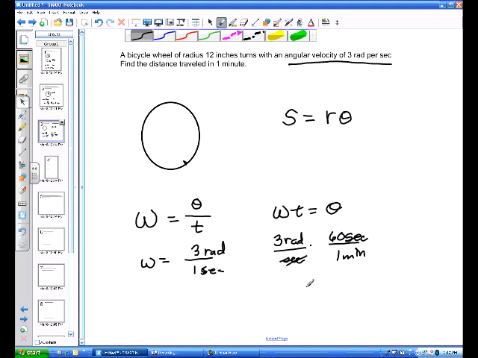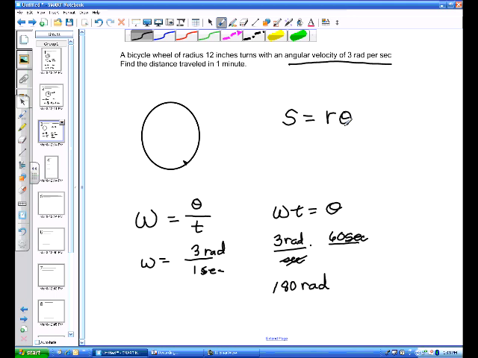Our seconds are going to cancel. We didn't need to do that other conversion there. We were multiplying by 1 minute, and we changed that 1 minute to 60 seconds. And so our angular velocity times the time of 60 seconds gives us 180 radians. So now we know what our central angle was.